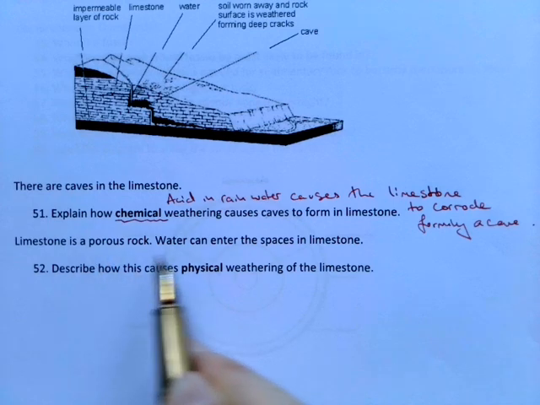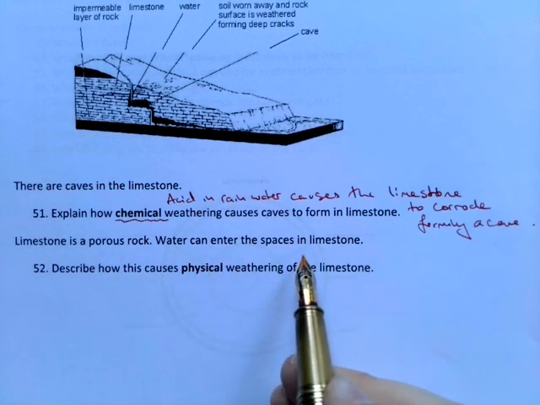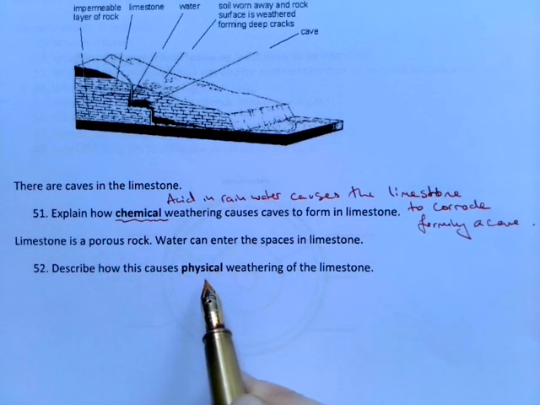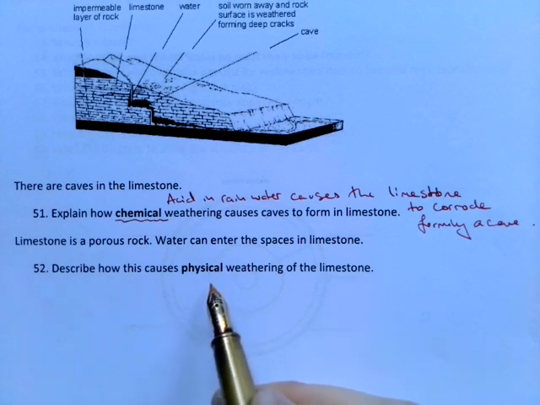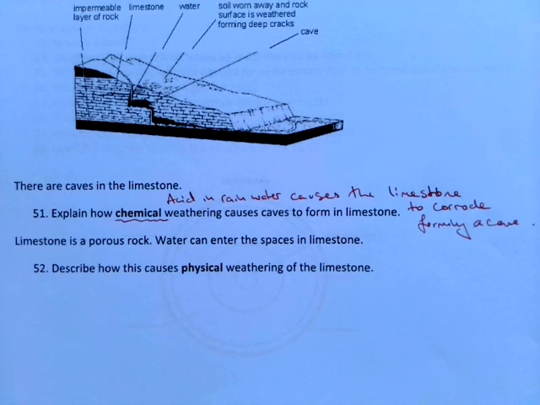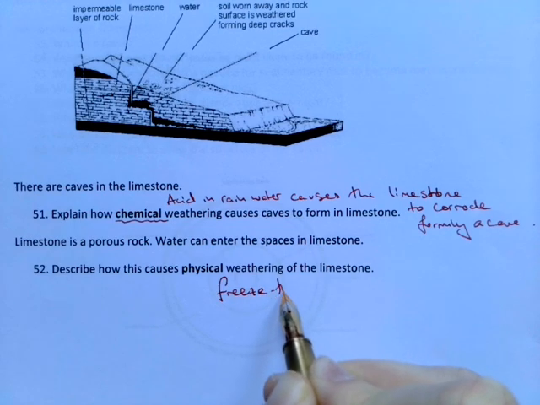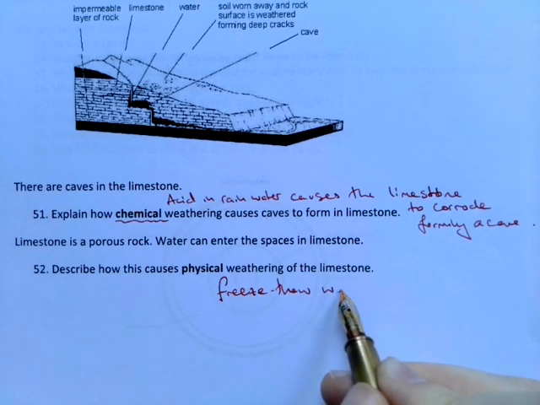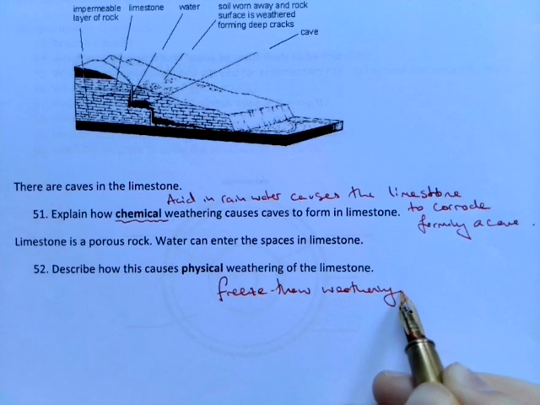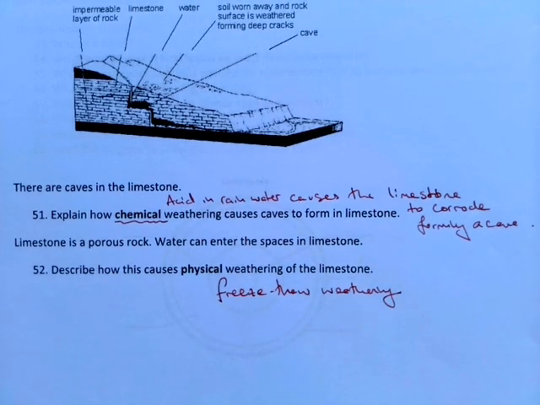And 52. Limestone is a porous rock. Water can enter the spaces in limestone. Describe how this causes physical weathering of the limestone. Okay, so we could have any description again of the freeze-thaw weathering process. All right, good job, well done.